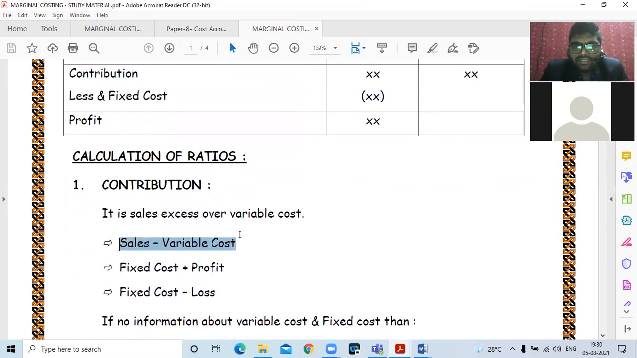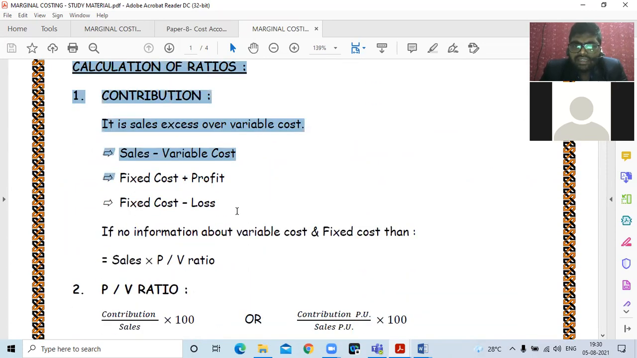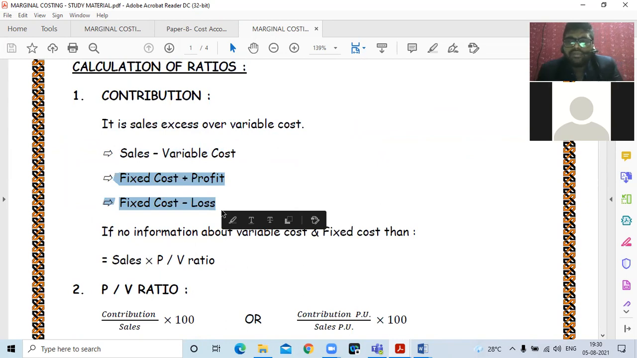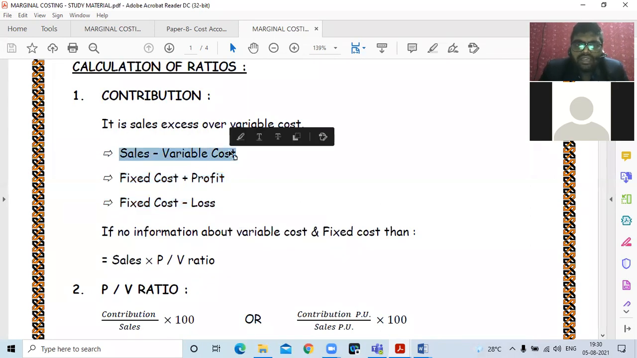So same formula, see over here also, sales minus variable cost. The different things are there, we will cover later when we come to the proper chapter. That time we will be starting. Okay, that is done. So normally with the help of this format, we will get your contribution.